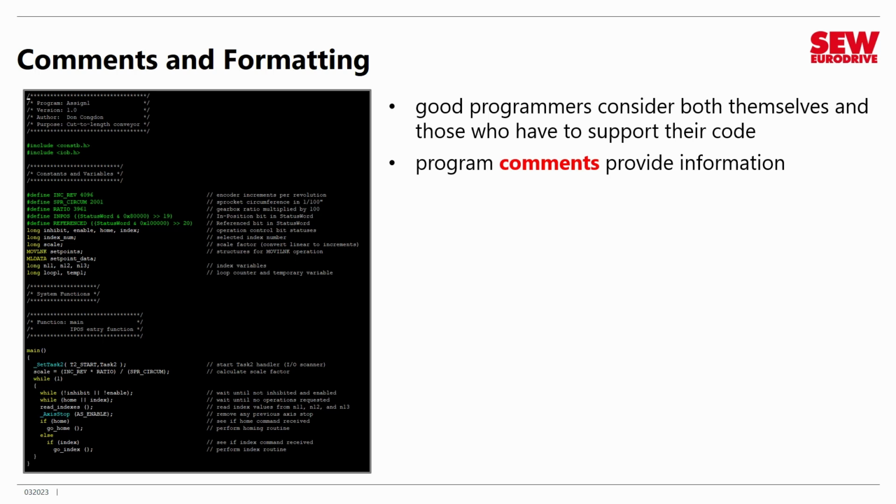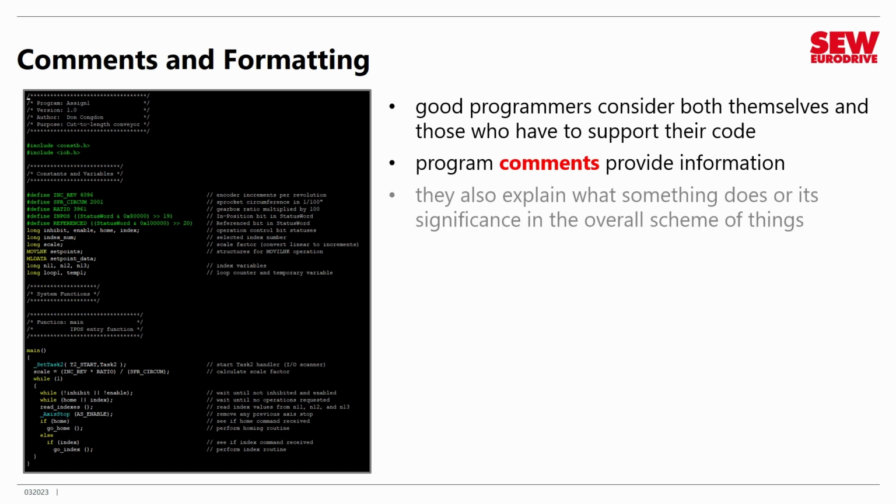Comments are just simple lines of text. The compiler totally ignores them, but they're just in there to provide information. They also explain what something does or its significance in the overall scheme of things. There's no one rule for creating good comments, but comments should be designed to help people understand what the program as a whole does and often what individual lines do.